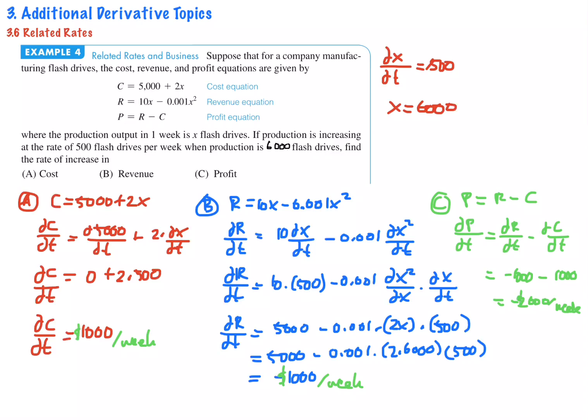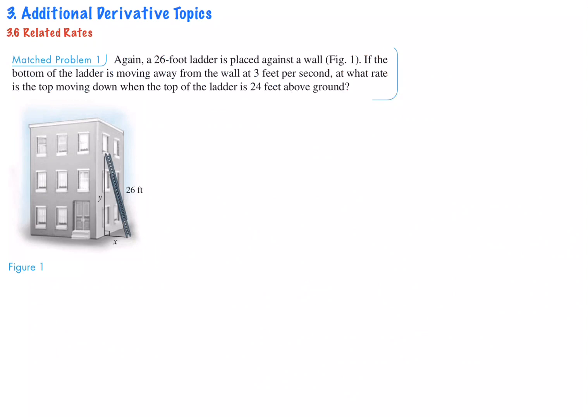Okay, let's try another one. Let's have this. A 26-foot ladder is placed against a wall, so it's just like this. If the bottom of the ladder is moving away from the wall at 3 feet per second, let's say the ladder is slipping away, at what rate is the top moving down when the top of the ladder is 24 feet above the ground?